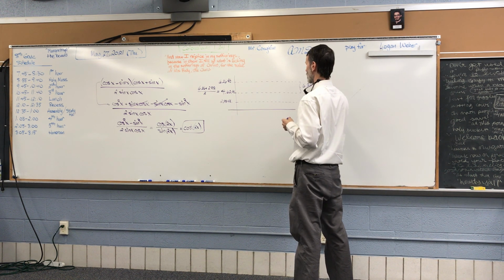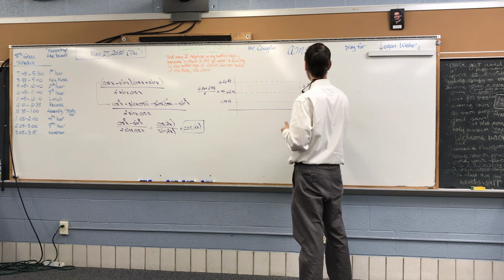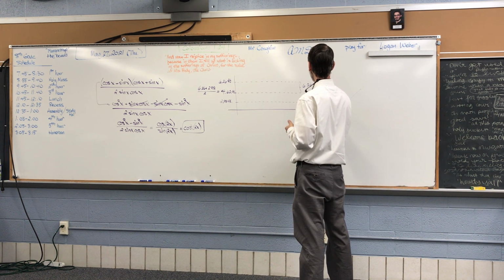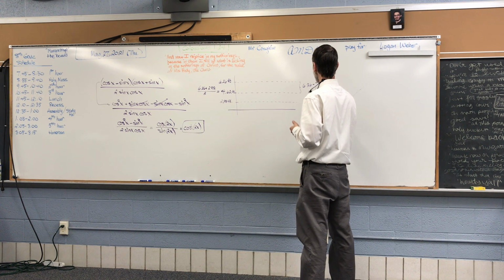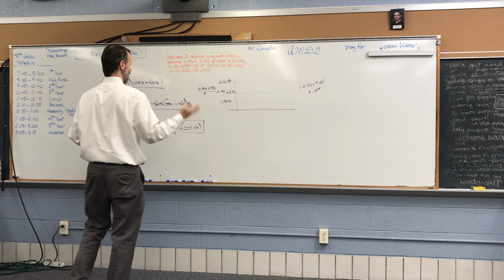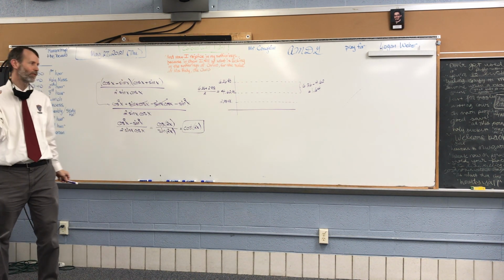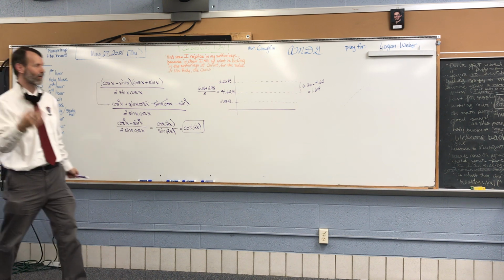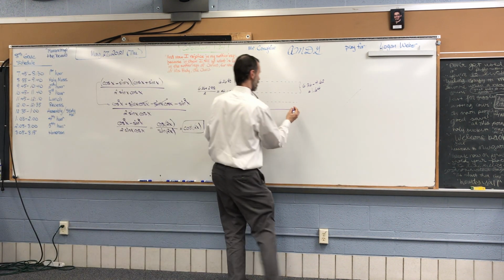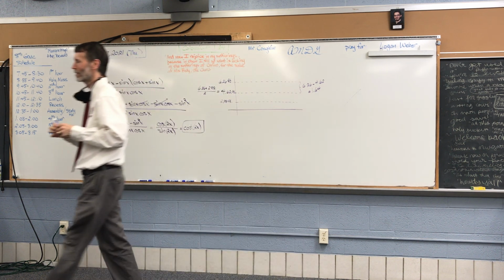6.26 minus 4.62. 1.64. 1.64, sounds good. 1.64 feet, basically. So the amplitude is 1.64. The baseline is 4.62, and those are two of the 4 things we need in order to make our graph. Now, time to play with the times of day.